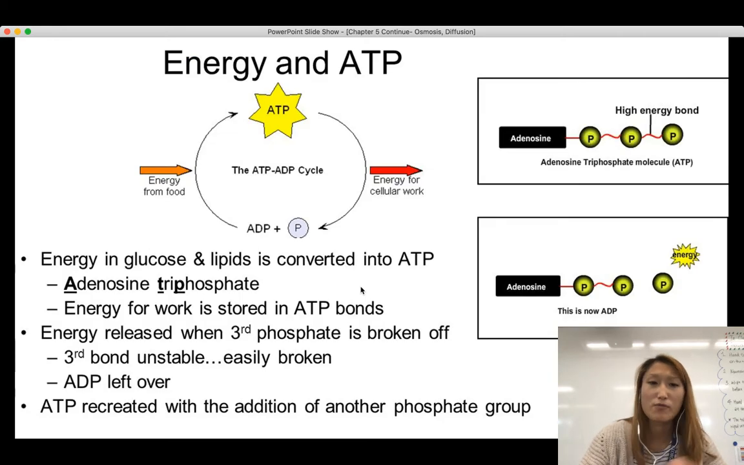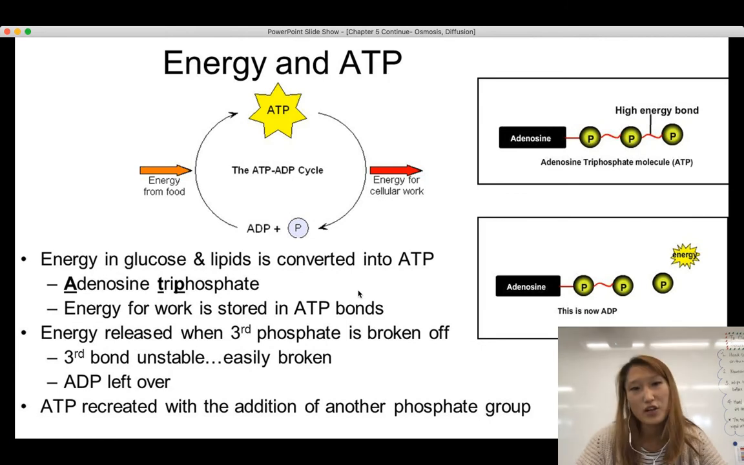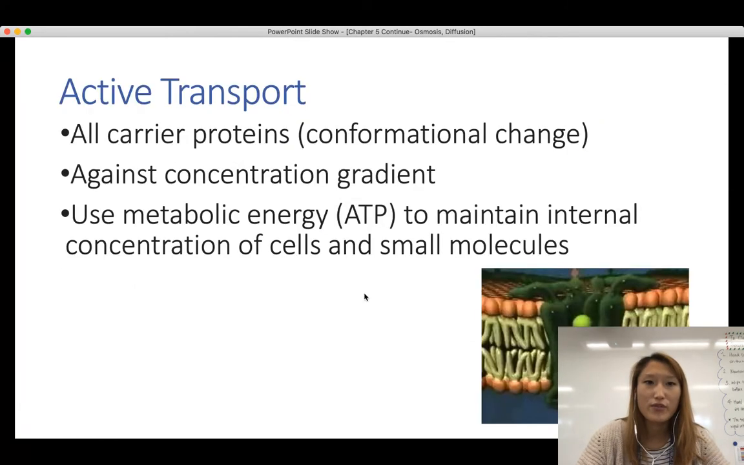This word pump is really important. When you use this word pump a molecule from one side to another, you're assuming that we're going through active transport and it's low to high concentration, or against the concentration gradient.